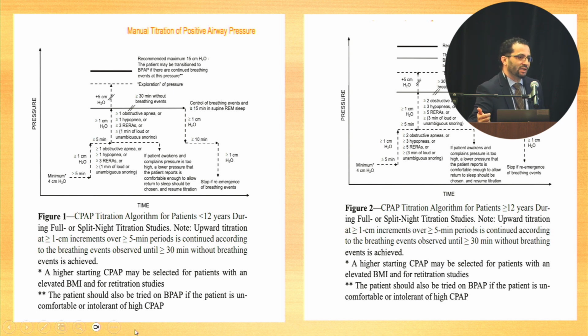So 1 obstructive apnea means that your patient still has significant sleep apnea. So you change with 1 obstructive apnea for children, or 1 hypopnea. If you have 3 arousals, or 3 respiratory arousals, you should change your CPAP up. And if you still have some snoring, even 1 minute of loud snoring, you still go up. And you do this gradually, stepwise, until you eliminate all of your respiratory events during sleep.